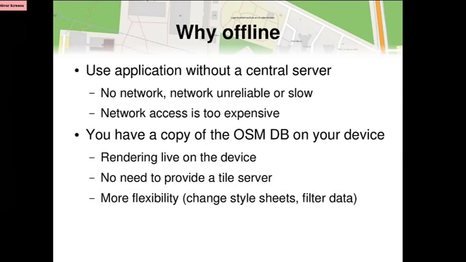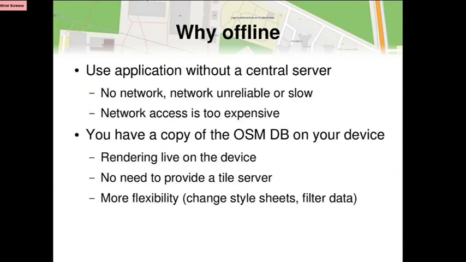One main advantage for offline routing and rendering is you can use the application without a central server. You don't need any central infrastructure. Your software still works if you have no network, or the network is unreliable or slow, or network access is too expensive, or the network can break down even in a crisis, or if you travel by train or similar.